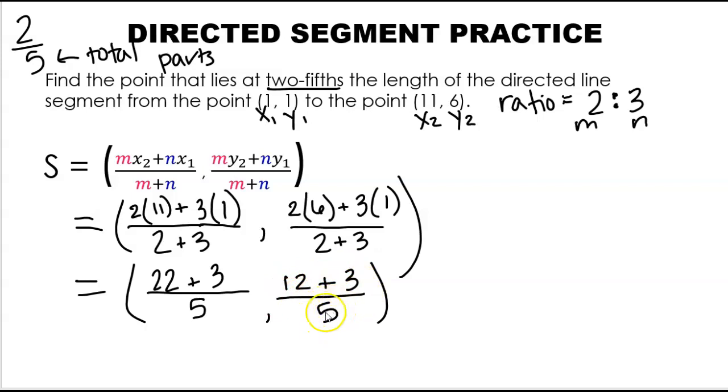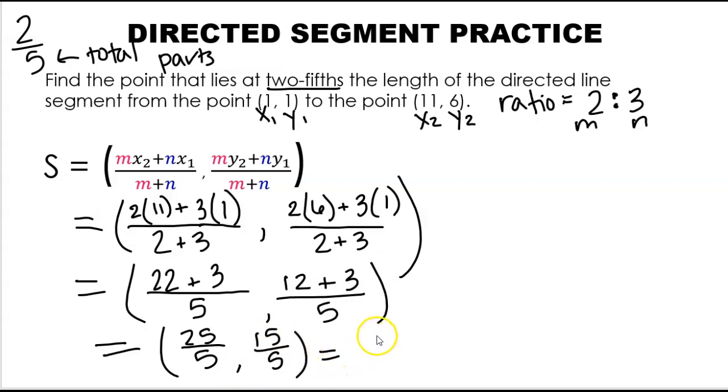Okay, simplifying them another time. We have 22 plus 3, which is 25, over 5. And then 12 plus 3 is 15, and that is over 5. Now we're going to simplify down one more time. 25 divided by 5 is 5, and then 15 divided by 5 is 3. So if we partition our line segment at the point 5, 3, then that will split our segment up into a ratio of 2 to 3.